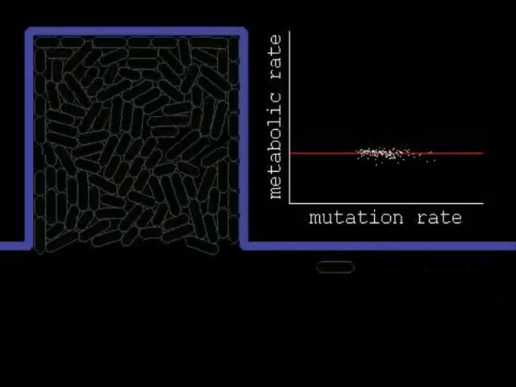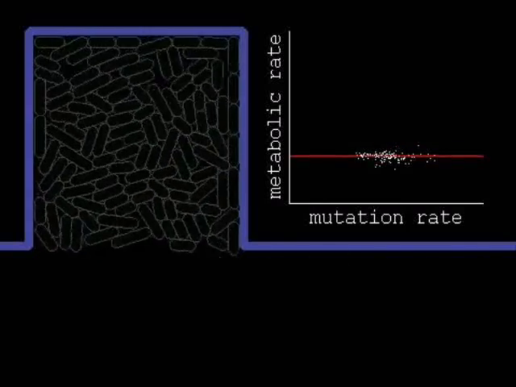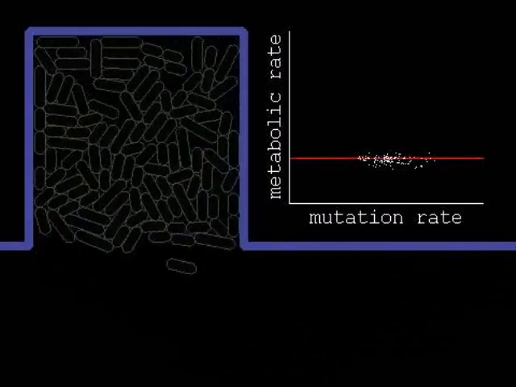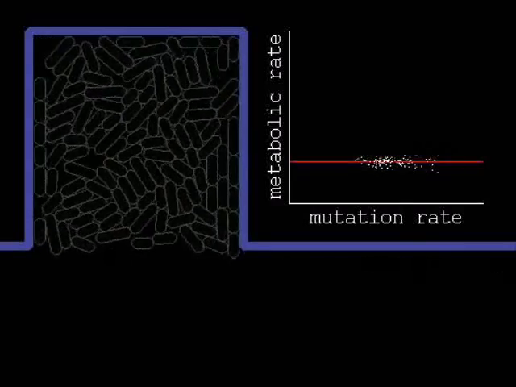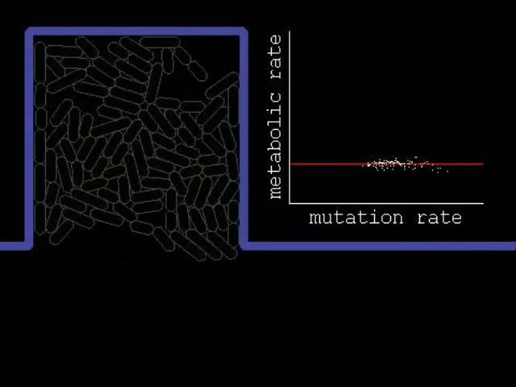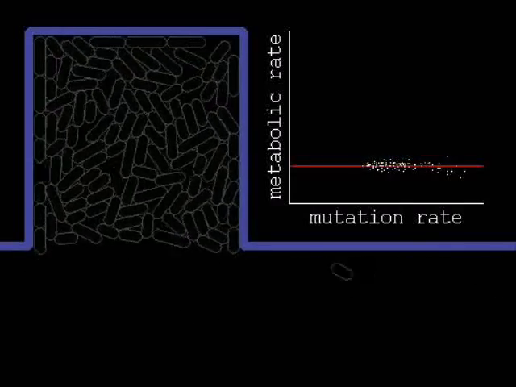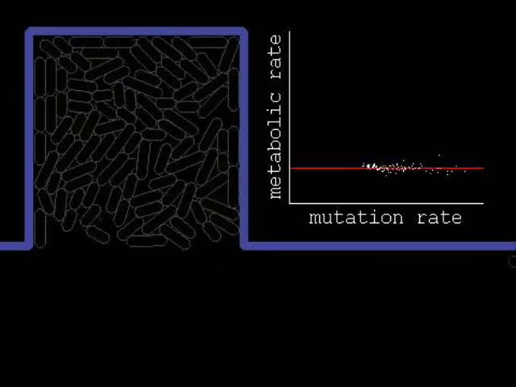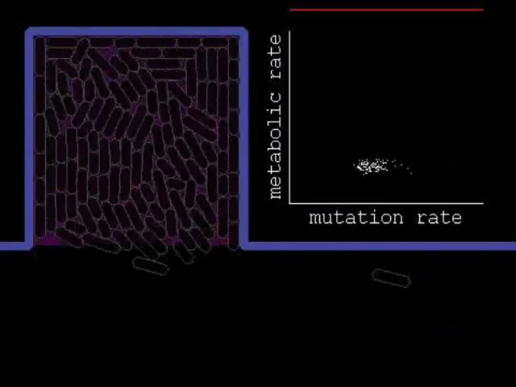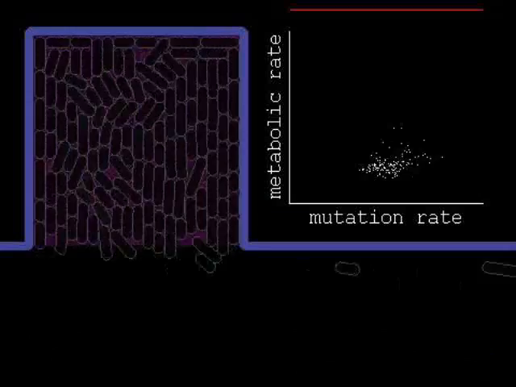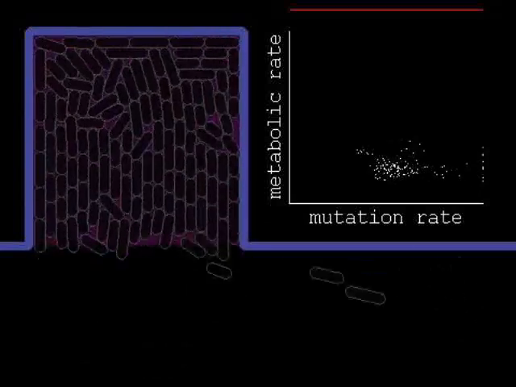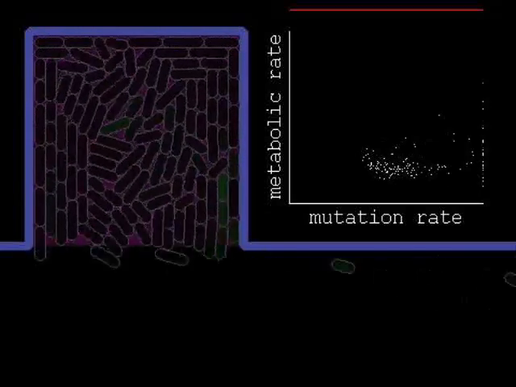The red line indicates the maximum metabolic rate the current food supply will support. As the amount of food declines, cells with a high metabolic rate starve and die, while cells with a low metabolism survive and reproduce. While it is intuitively obvious that natural selection favors cells with a lower metabolism, the graph shows that the population also evolves toward a higher mutation rate.